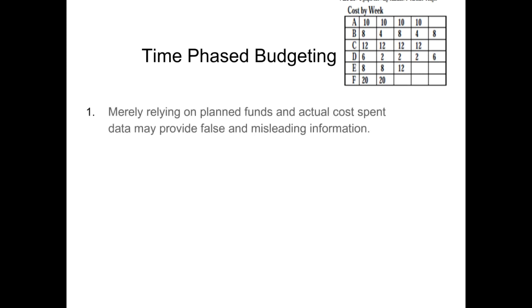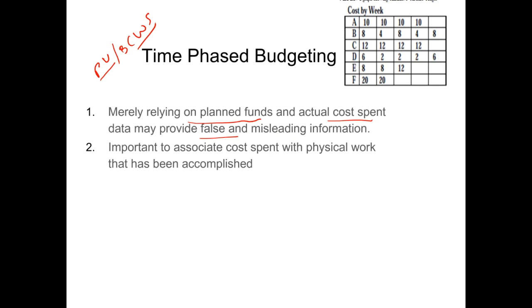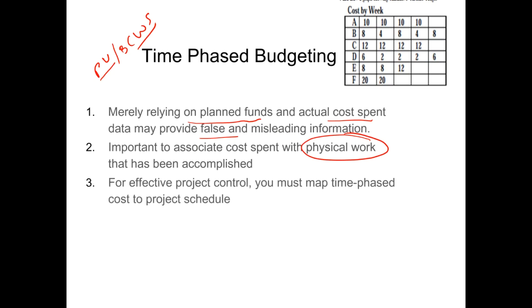If you recall, we did learn about how to draw a PV line. If you use a planned value line, if you use software, you will be using a term called BCWS, which means budgeted cost of work scheduled. We learned in our previous lecture how to draw this line. The point being made here is that merely relying on the planned funds and the actual cost spent data may provide you with false and misleading information. It is very important to associate the cost spent with the physical work that has been accomplished.